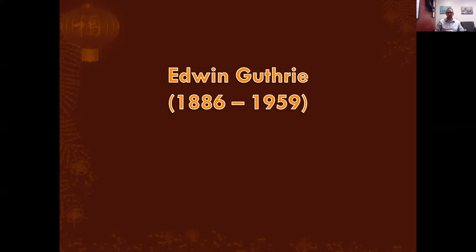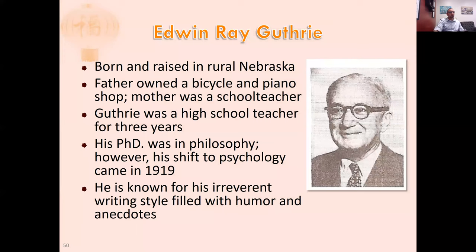So Guthrie was born and raised in Nebraska. His father owned a bicycle and piano shop. His mother was a school teacher, so he was fairly middle class. He was actually a high school teacher, and he got a PhD in philosophy, but he shifted over to psychology.